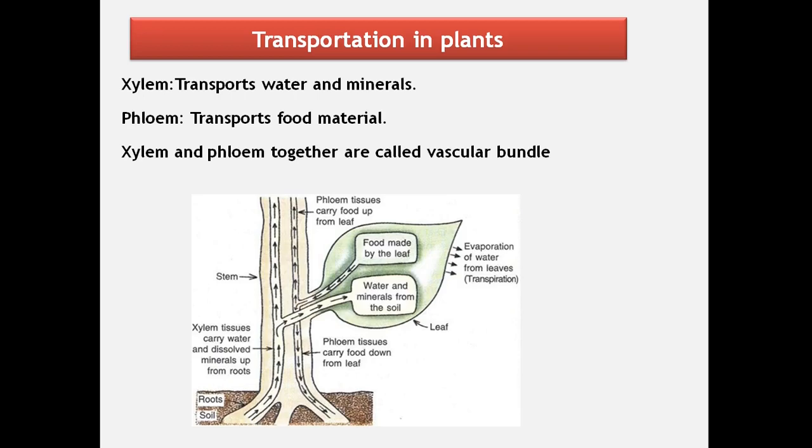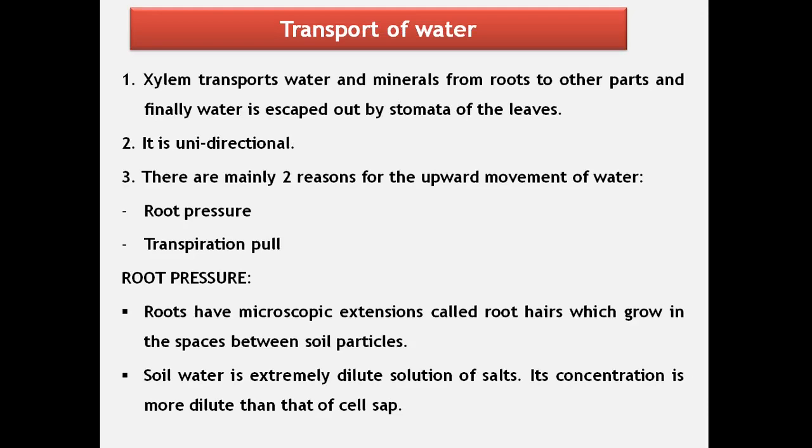Like our blood vessels, plants also have two types of vessels for transportation. Those are xylem and phloem, together called vascular bundles. Xylem transports water and minerals from roots to other parts of the plant, whereas phloem transports the food material from leaves to the needed parts of the plant.